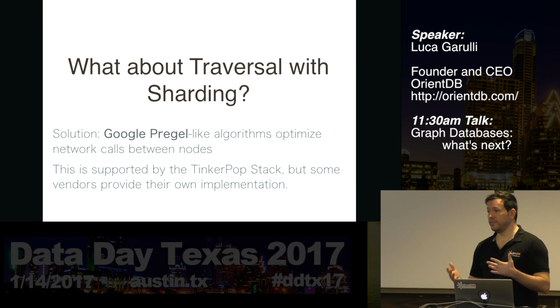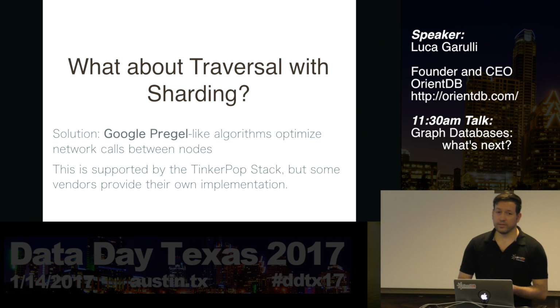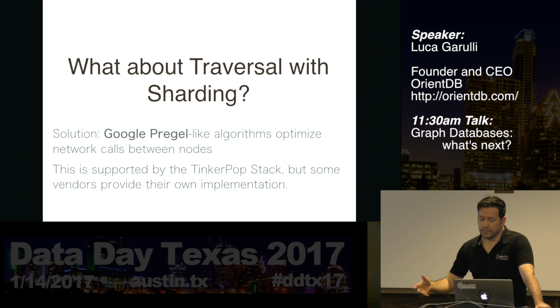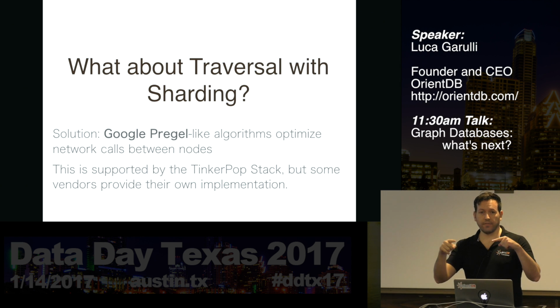What about traversal? The pain with traversal in a sharded graph, of course, is that you have your graph across a lot of servers. So if you are traversing the graph across different servers, you have a lot of network round trips, right? The best way to resolve this problem is by using a batch traversal algorithm like Google Pregel. So you are not crossing the graph for every single connection, but you are batching the traversal, and you do it in just one shot, right?